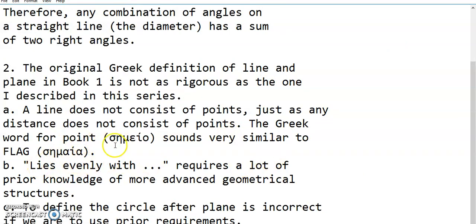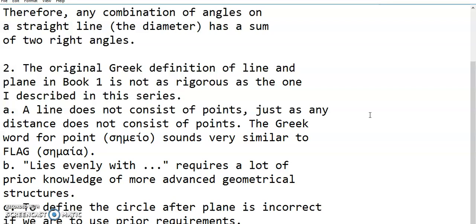And also the Greek word for point, by the way, simio, sounds very similar to the word for flag, which is simea. Okay, simio and simea. And really, if you think of points along a line, they're like flags or road signs which indicate distance, okay?